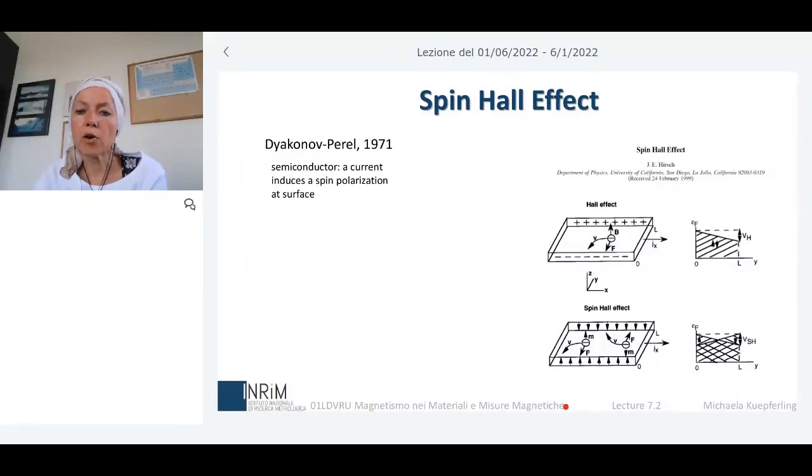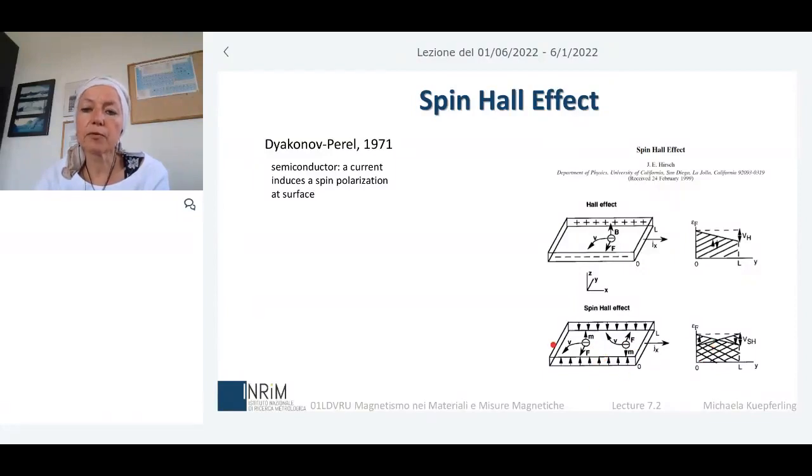So in a normal Hall effect, you remember, of course, that electrons will be deviated by an electric field due to the Lorentz force, and this might give you a voltage in the perpendicular direction. In the spin Hall effect, electrons will be again deviated, but now according to their spin. So spin up will be deviated in one direction, spin down will be deviated in the opposite direction. Overall, the voltage would be zero, of course, in this case.